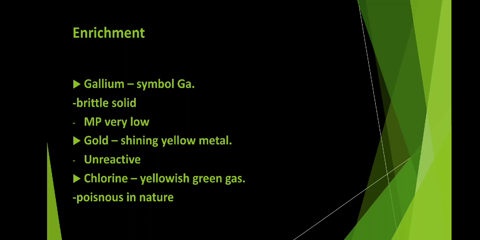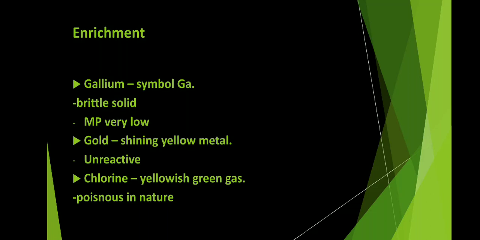Now there is one enrichment given on page number 19. There are three elements discussed here. Let us do this also. First is gallium. This chemical element has symbol capital G small a. It is a brittle solid. Brittle solid means brittle होता है जैसे कांच है. इसको अगर आप तोड़ोगे तो ये टुकड़ों टुकड़ों में टूट जाएगा. वो brittle है. Its melting point is very low. मेटल है बट इसका मेल्टिंग पॉइंट बहुत कम. अगर आप इसको अपने हाथ पे भी रखोगे तो ये पिघल जाएगा.